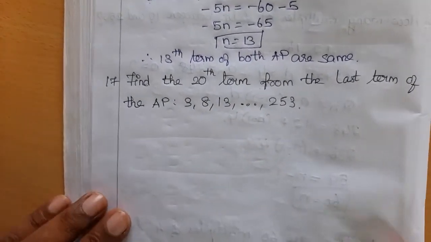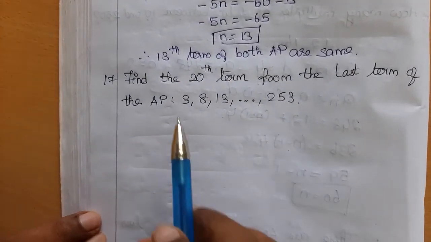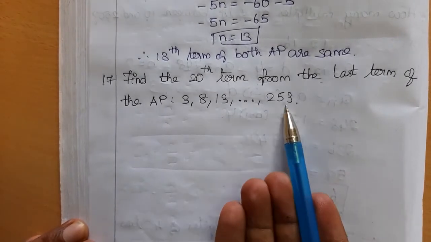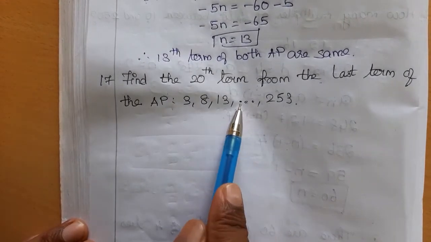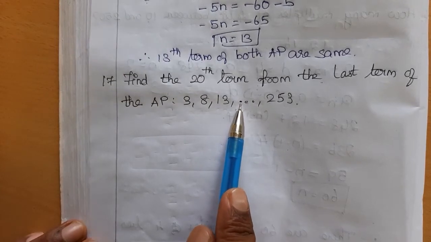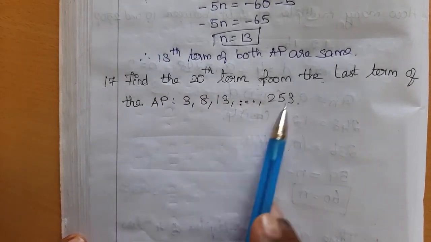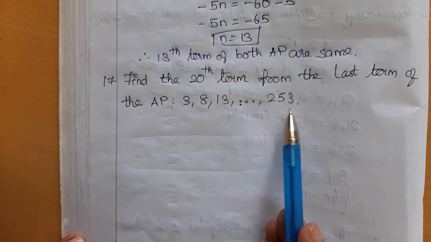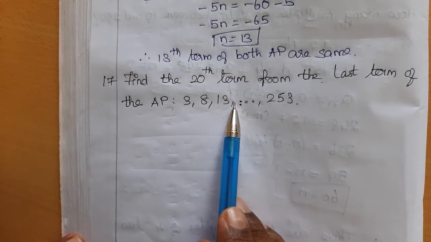So here we go for the next problem. Find the 20th term from the last term of the AP. From the last, what is the 20th term? We have to find it. So here we can solve this in two ways. Either we can find the total number of terms here. If it is the 30th term, from the 30 we can find what is the 20th.